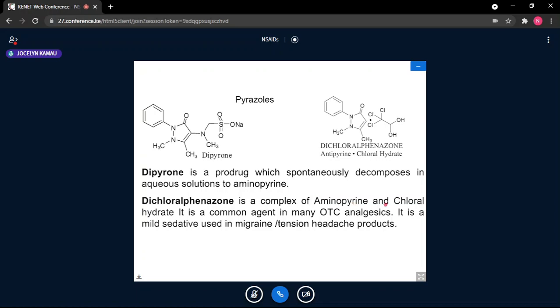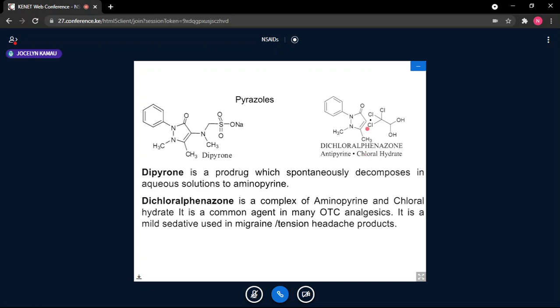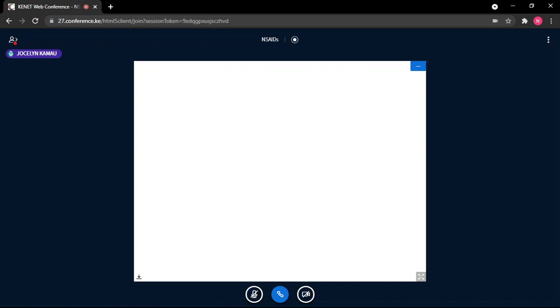So it's a complex of antipyrine and chloral hydrate. It is a common agent in many OTC analgesics. It is a mild sedative used in migraine and tension headache, and of course the sedative effect is because of the chloral hydrate. It's not aminopyrine, this looks like antipyrine. So it's a complex of antipyrine and chloral hydrate, which is also a sedative hypnotic.